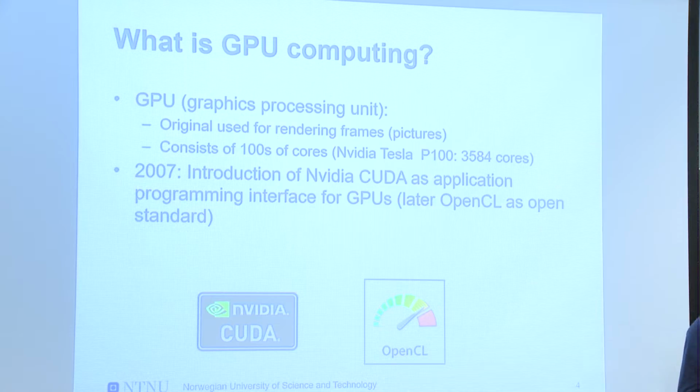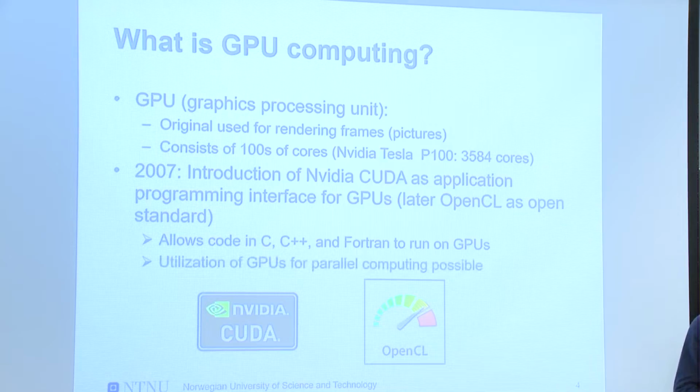But later on, OpenCL was introduced as an open standard, which is also an application programming interface between what you want to write and what the GPU gets. This introduction essentially allows us to use code in C, C++, and Fortran. You can run that on GPUs because of CUDA and OpenCL. And that makes it possible for us to utilize a GPU for doing the calculations for us.